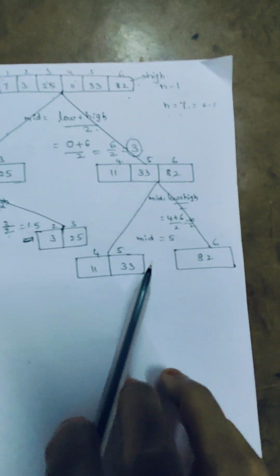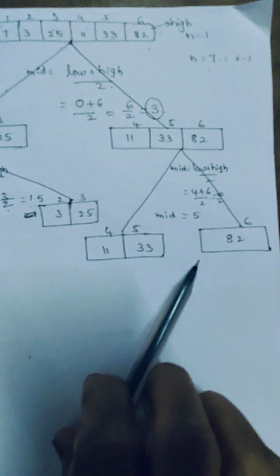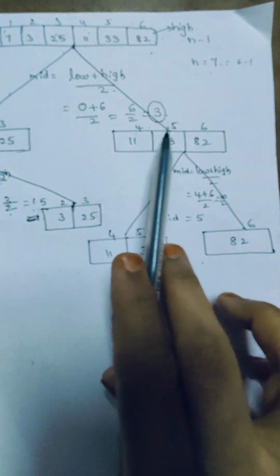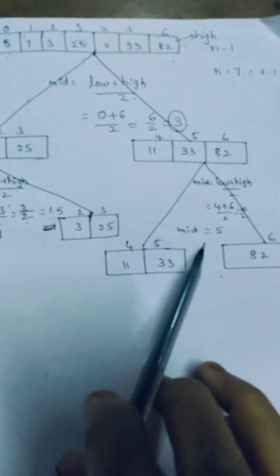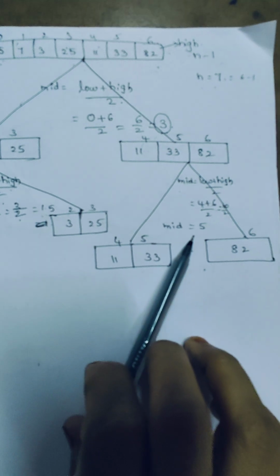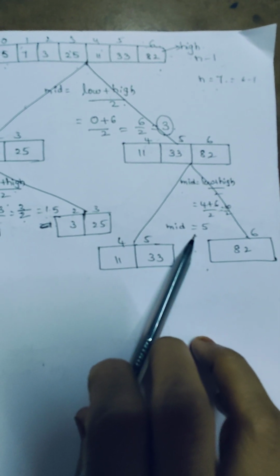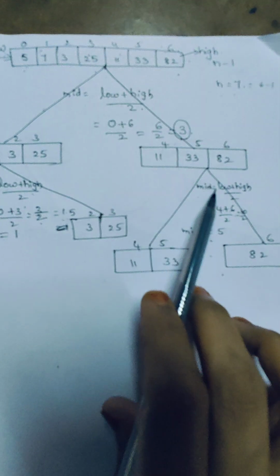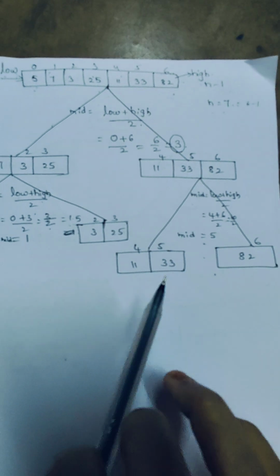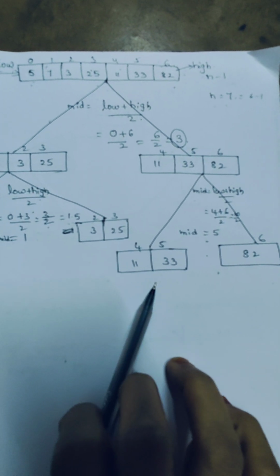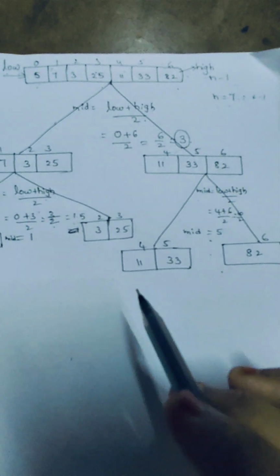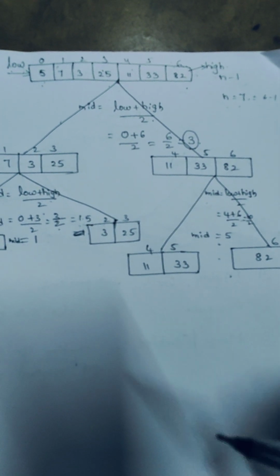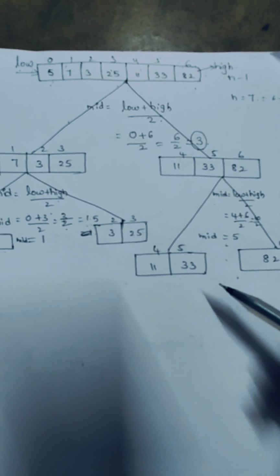Likewise we calculate the other subproblem on the right side. It has array indices 4, 5, 6, and after calculating the mid value, I get the mid value as 5. So based on the 5, I need to divide the array again into two subproblems. We need to do the same process again recursively until the array contains one or two elements.